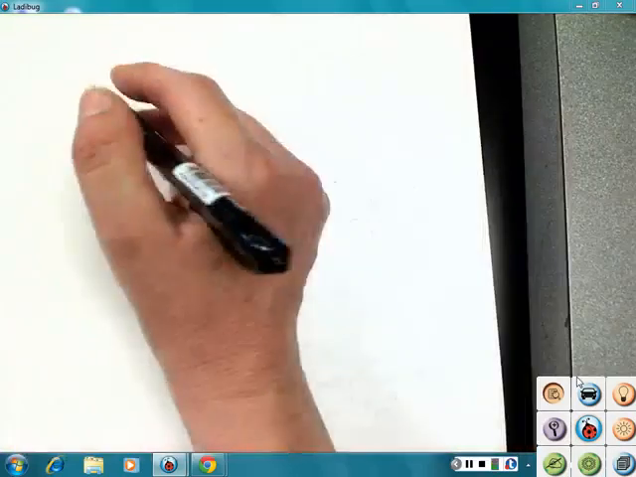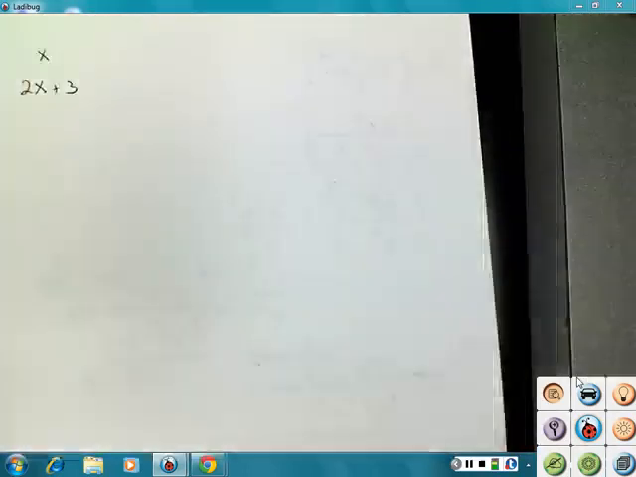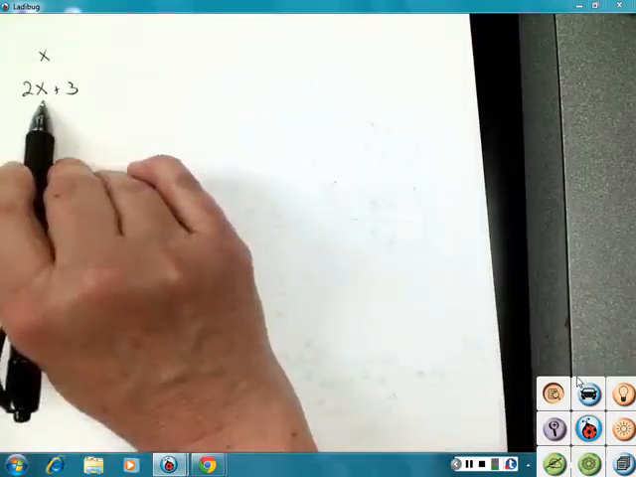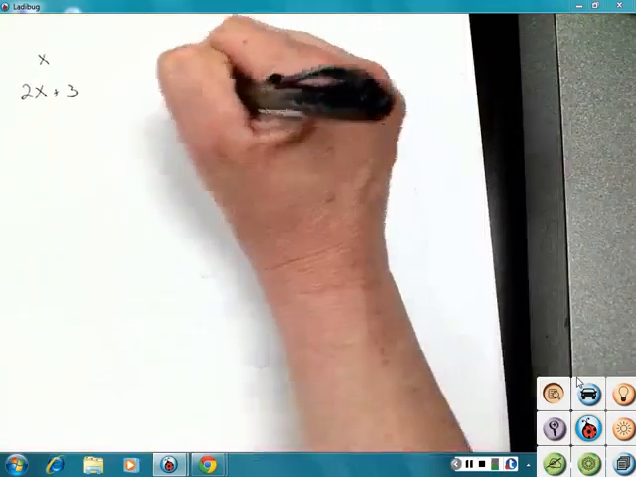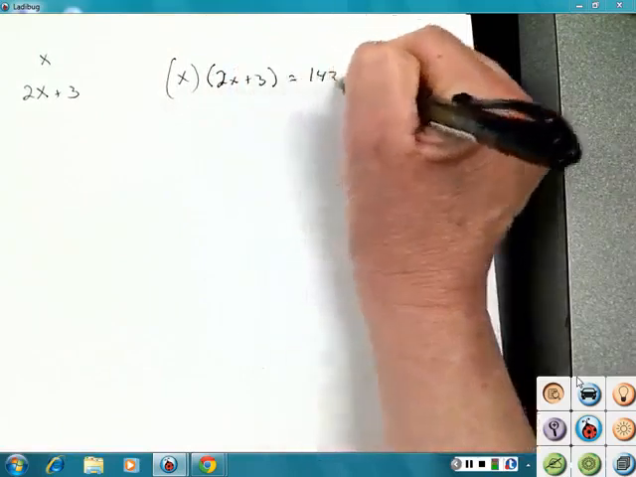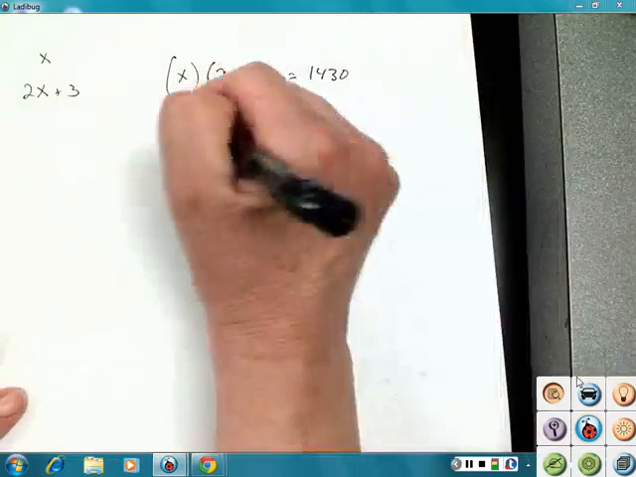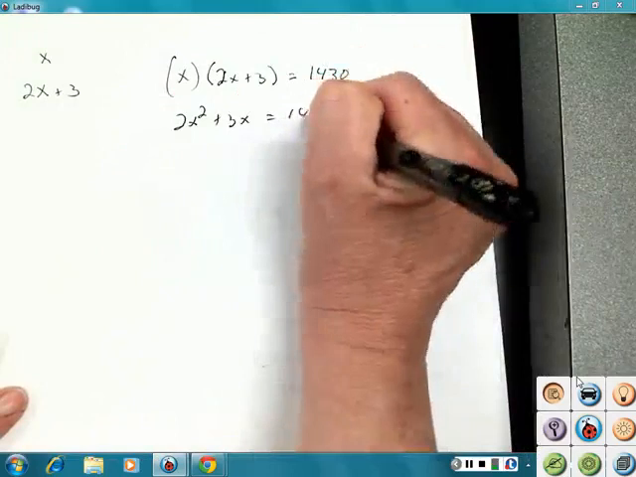77. It says one positive number is 3 more than twice another. So I got x, and I got 2x plus 3. If their product is 1,430, find the numbers. So I'm going to take x times 2x plus 3, which is going to equal 1,430. So x times 2x is 2x squared. X times 3 is plus 3x, equals 1,430.